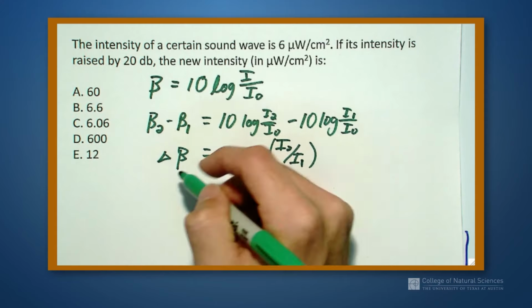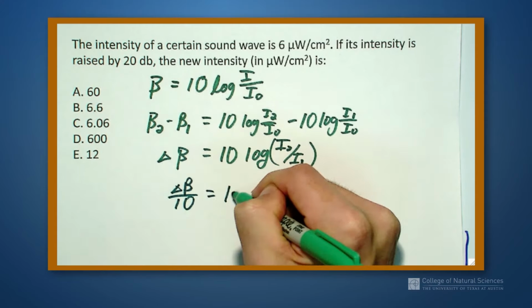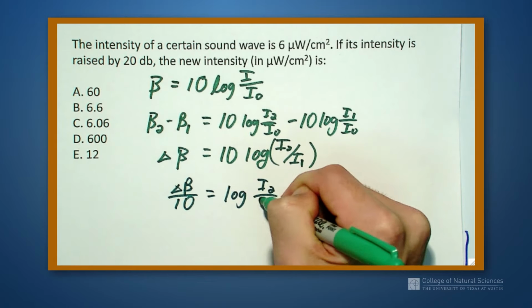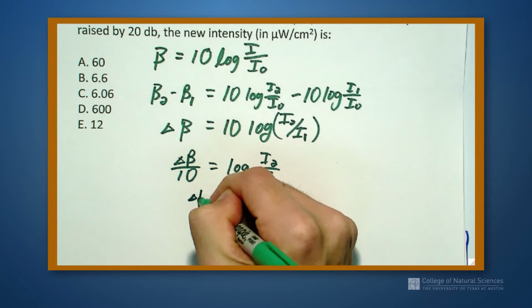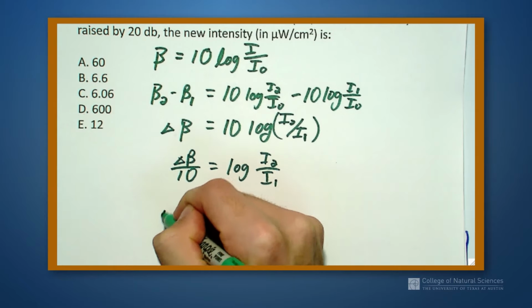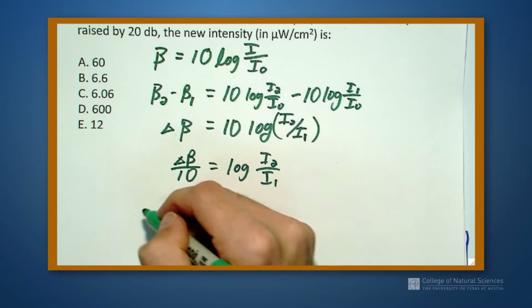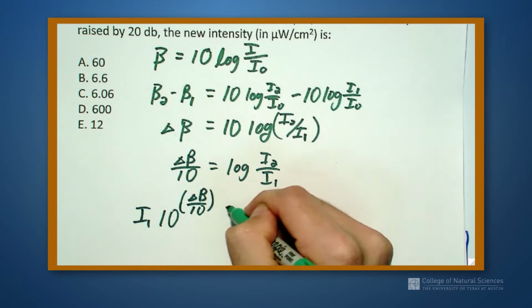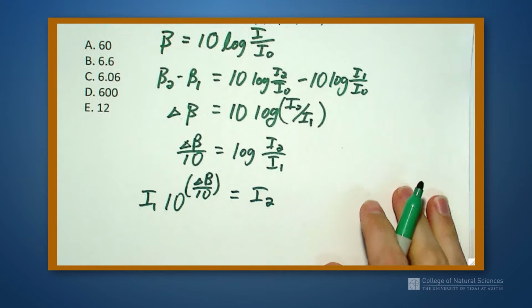So I'm going to raise my initial to get I2. This is going to be delta beta over 10 is equal to log of I2 over I1, or 10 raised to delta beta over 10, times I1, is going to be I2. So a little involved, but nothing too terribly difficult. Let's go through and plug in the numbers.